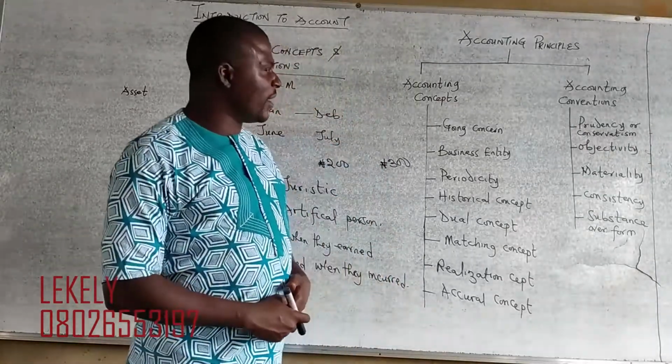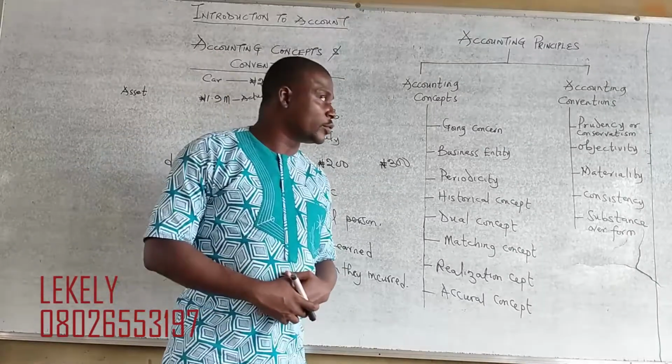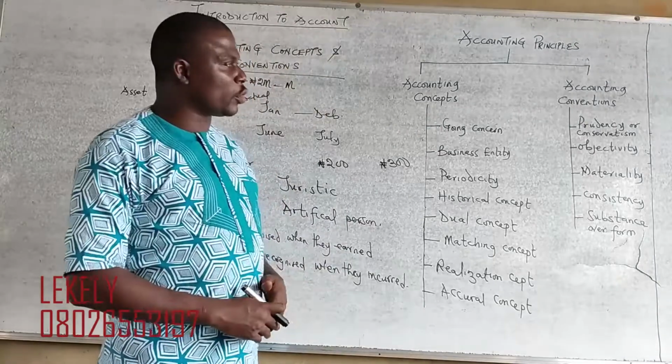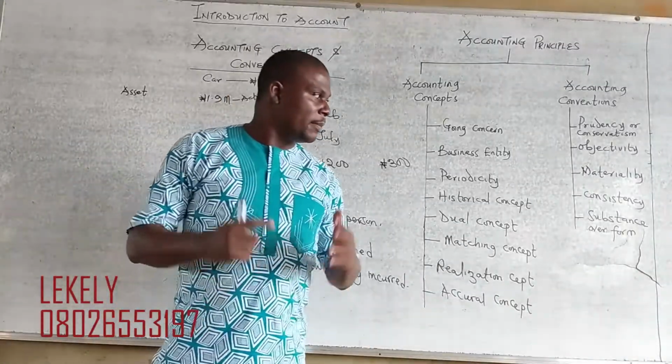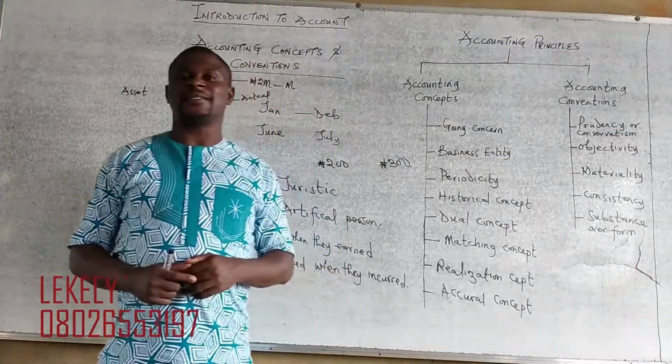So all these we have explained are the accounting concepts. The next thing we want to explain are the accounting conventions, which include prudence or conservatism, objectivity, materiality, consistency, and substance over form.